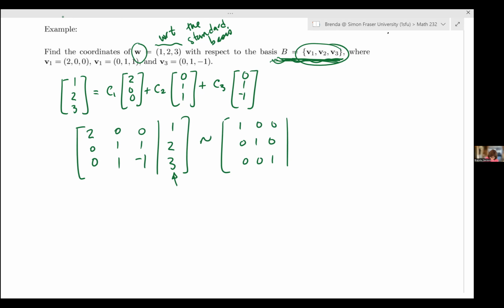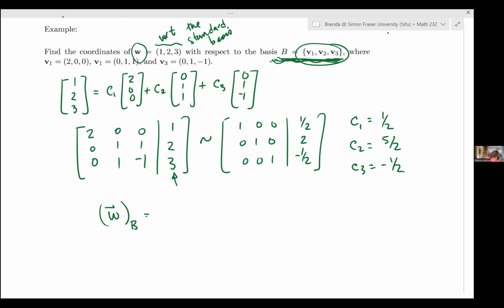And then you will get this row reduced echelon form. And then that allows you to immediately write out what the constants are. C1 is a half, C2 is 5 halves, and C3 is minus a half. Okay, so now I can write the vector W relative to the basis B as 1/2, 5 halves, minus 1/2.